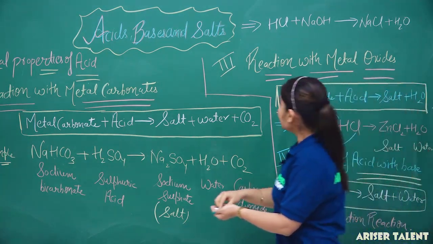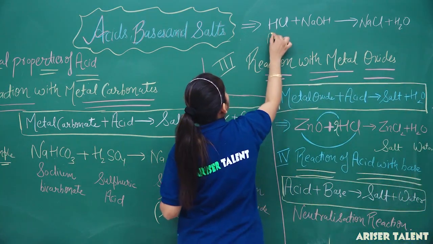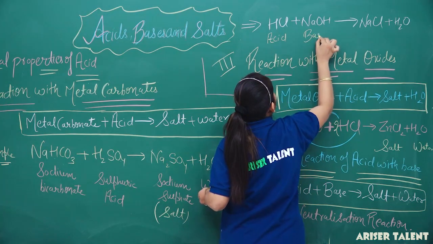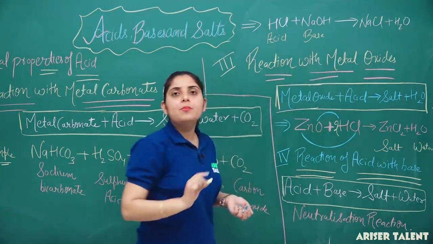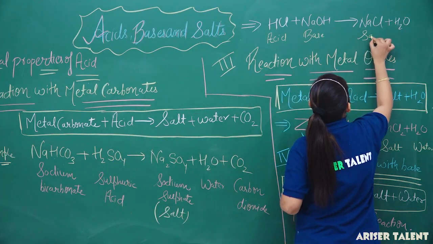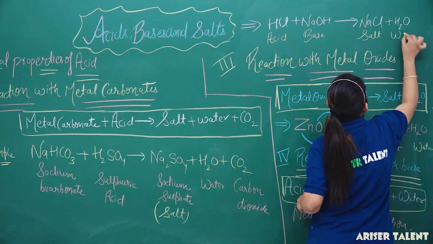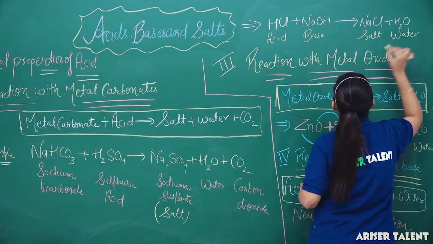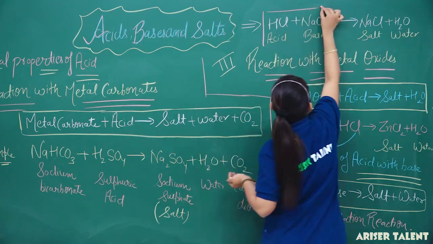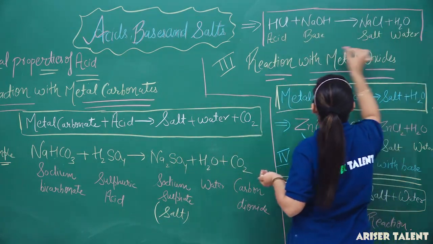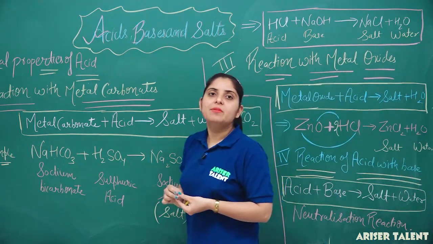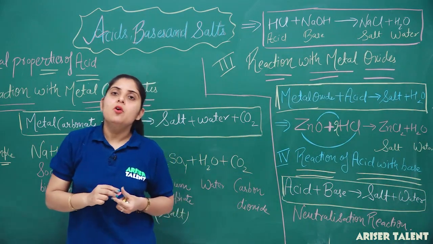So this is acid, this is base, and what we are getting in the product side, we are getting salt and water. So this reaction is actually termed as neutralization reaction. So this will be the general example for neutralization reaction. That is, acid and base react with each other to give salt and water.